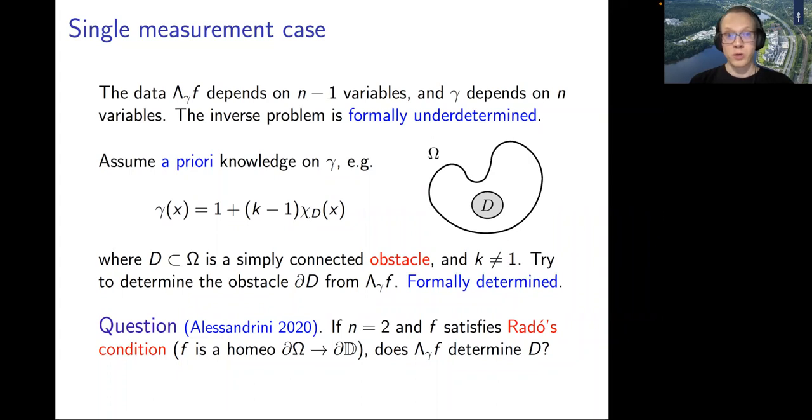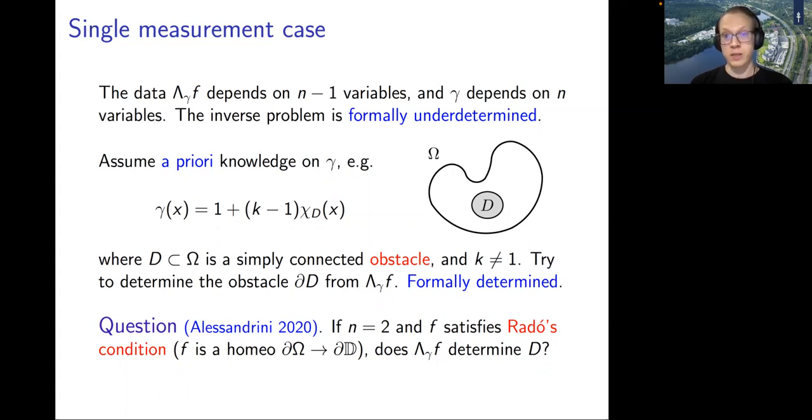So what one could do is assume some a priori knowledge on this γ. And one popular case is to consider conductivities which are related to some obstacle. So you have a subset D of Ω, which is called the obstacle. And then you have a conductivity function, which is 1 outside of the obstacle and equal to some constant k, which is not equal to 1, inside the obstacle. So you have a conductivity which somehow jumps at the boundary of the obstacle. And you can ask whether you could determine the shape of this obstacle from the single measurement.